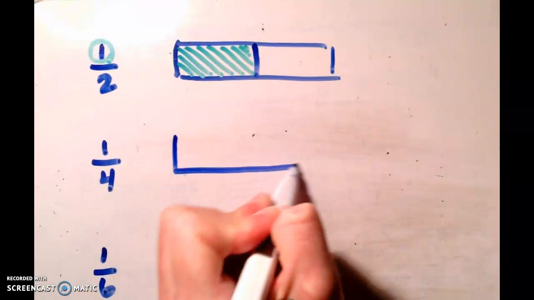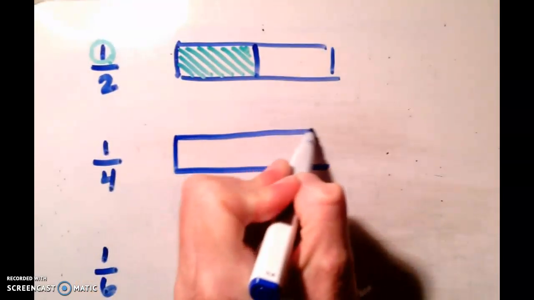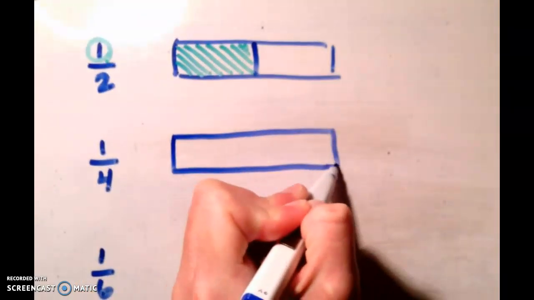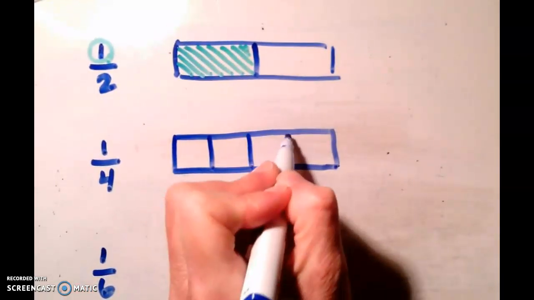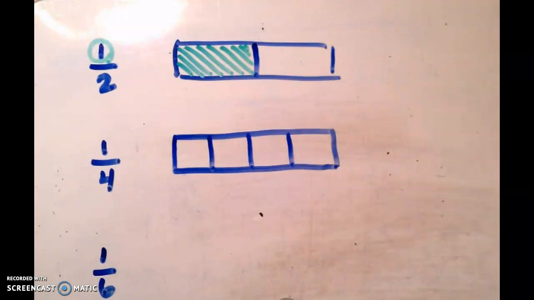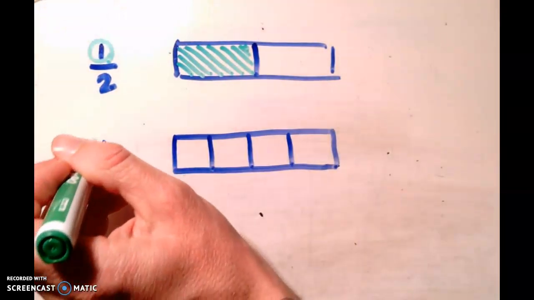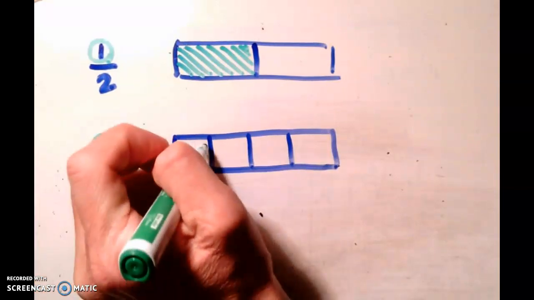For the next candy bar, make sure that it's the same size as the first one. And we want to make sure that we're cutting it into 4 equal pieces. And again, there's only 1 piece eaten out of this candy bar.